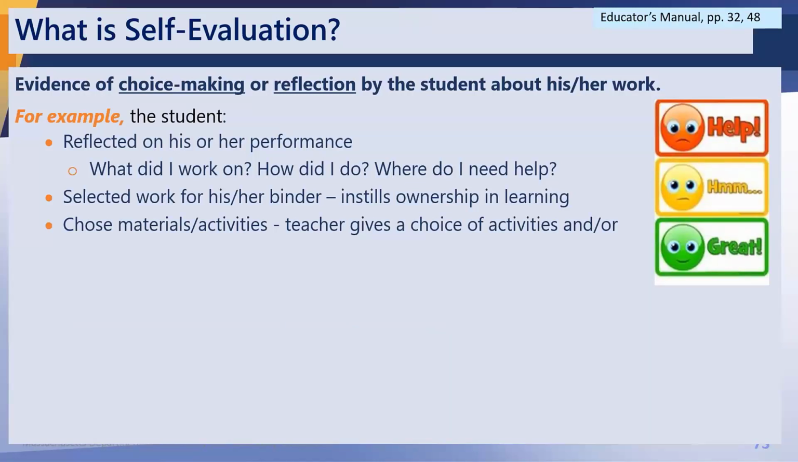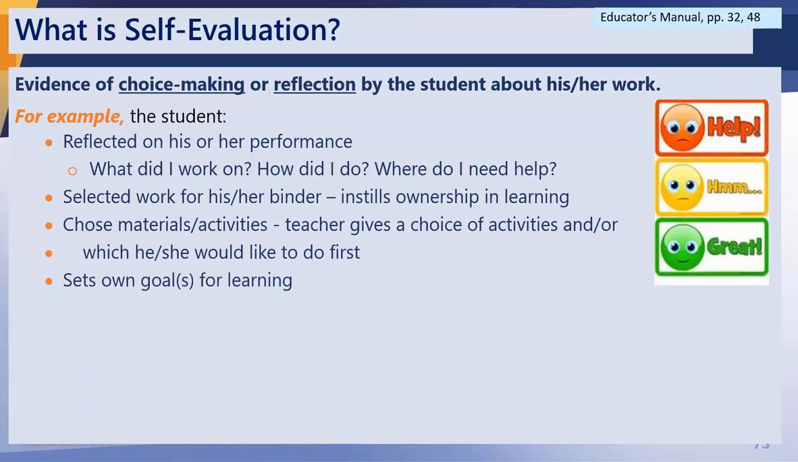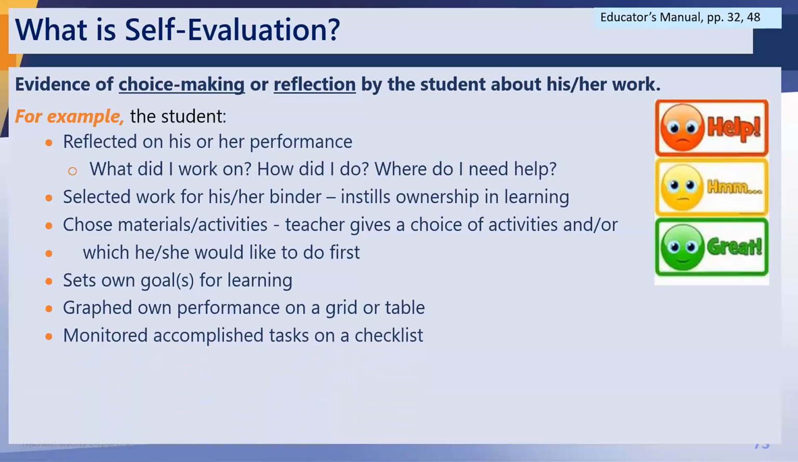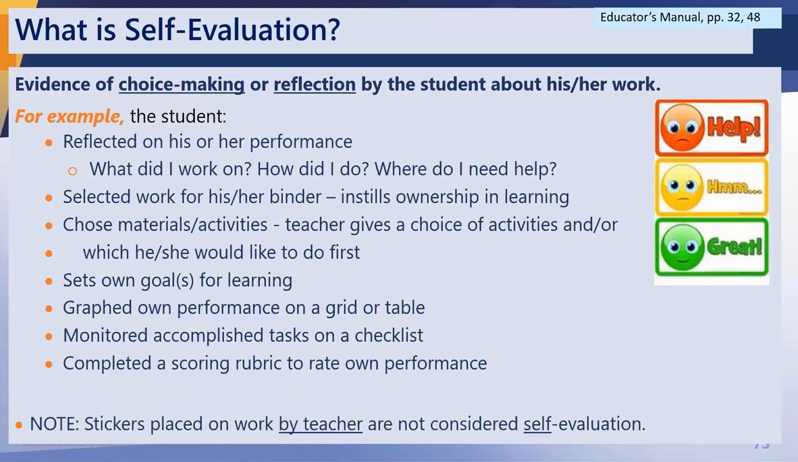Choosing the materials or the activities that they're going to do. Choosing which worksheet they want to do first. Setting their own goals for learning. That's a tricky one. That's usually a higher level thinking skill, but if you want to, certainly can try that. Using a graph that they can graph their own performance on a grid or a table. A checklist is always good, and it doesn't have to always be text. You can have icons, picture icons with the words so the student knows what they're checking off. That's always helpful to use. A rubric to help rate them.